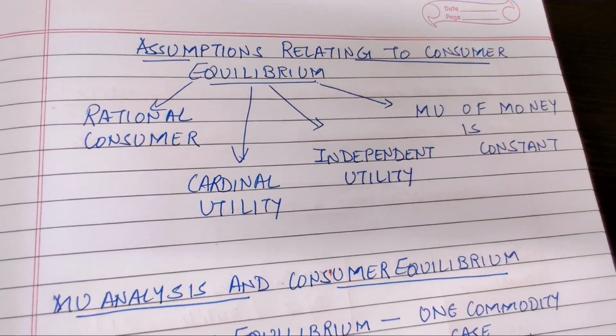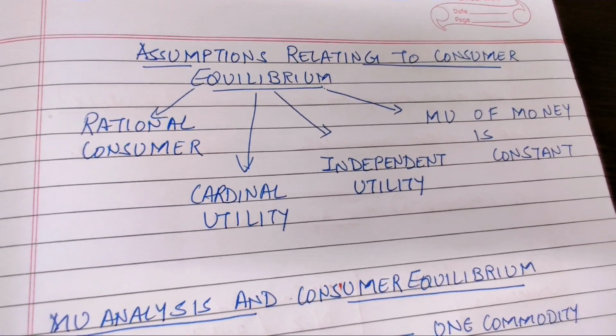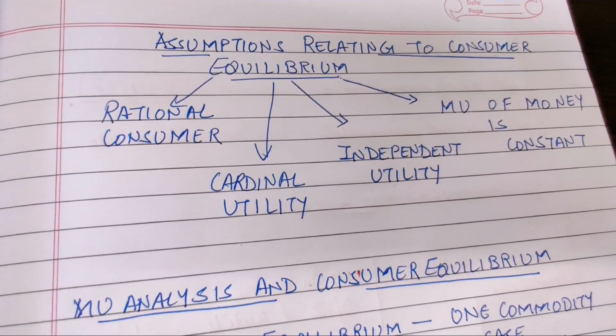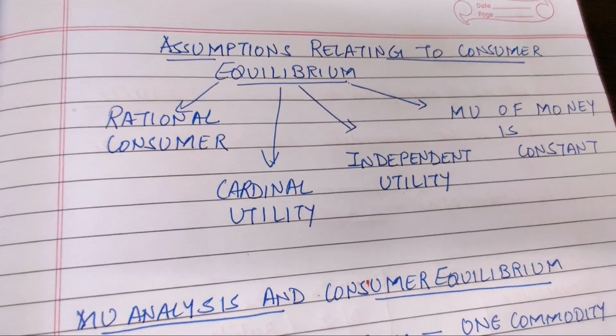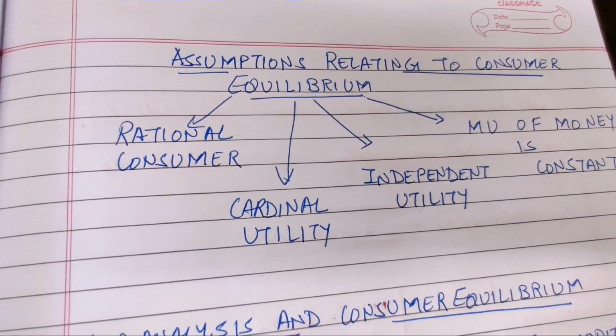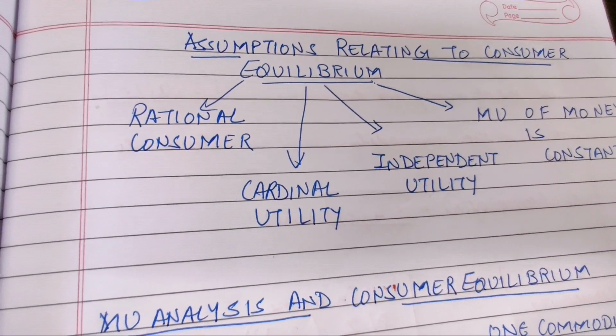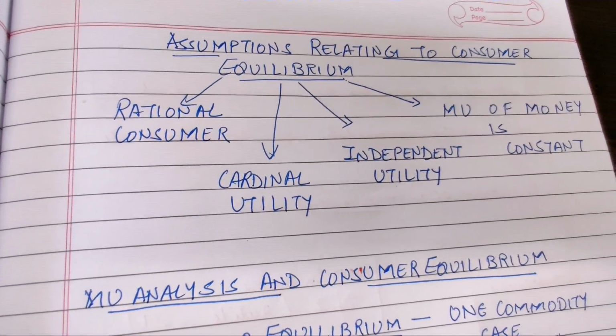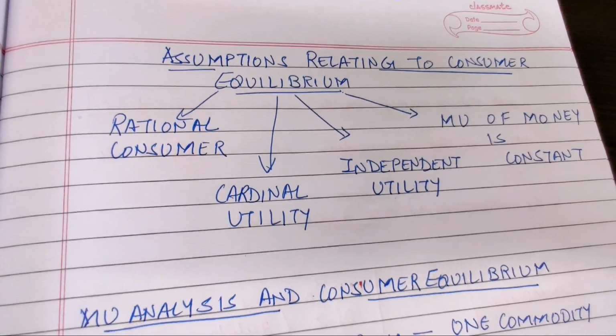That is independent utility. MU here is the marginal utility of money, which is assumed to be constant. That means the marginal utility of money should remain constant in order to serve as an ideal measure for consumer equilibrium.